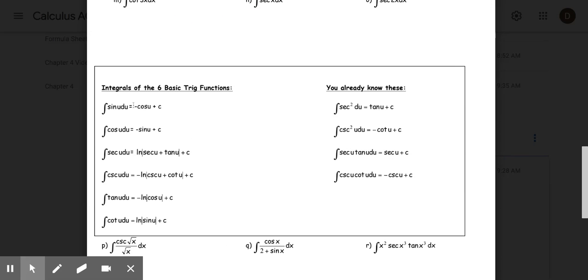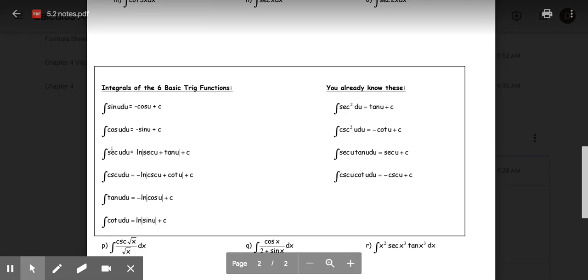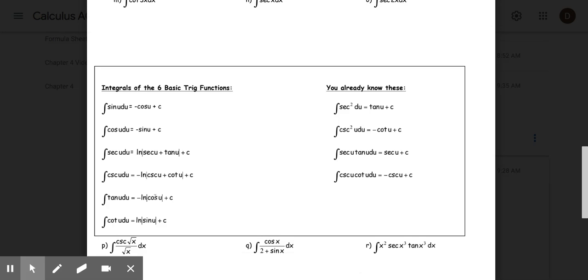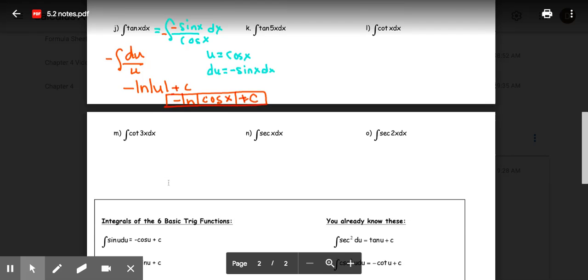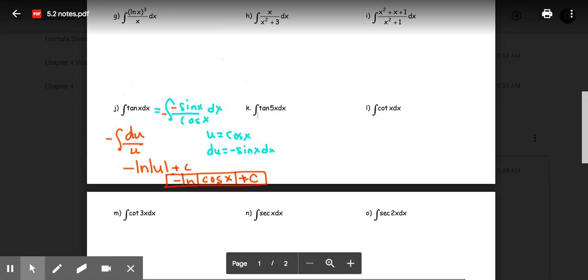So these are the integrals of the 6 basic trig functions. The ones you already knew, you knew sine and cosine also. But here are the 4 new ones. The integral of tangent is negative natural log of the absolute value of cosine. So once you realize that, you have a formula for it. Like, for example, K. Once you see that you're integrating tangent, you say to yourself, well, I have a formula for that. But what's my new inside?